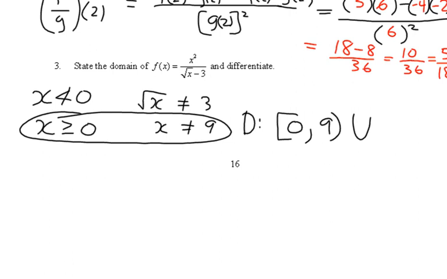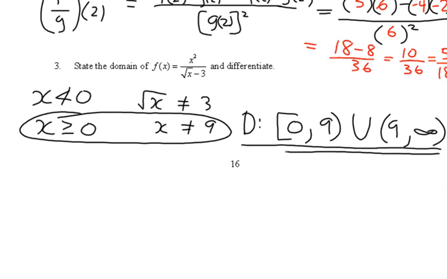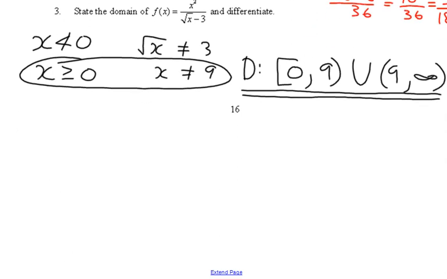Unite that with what? 9 up to infinity, and infinity always has a round bracket, always. So our domain has two parts. We could also use set builder notation to give the domain here, but this is interval notation. All right, so there's my domain. That's sort of the trickier part of this question. The rest of it's not too bad, actually.